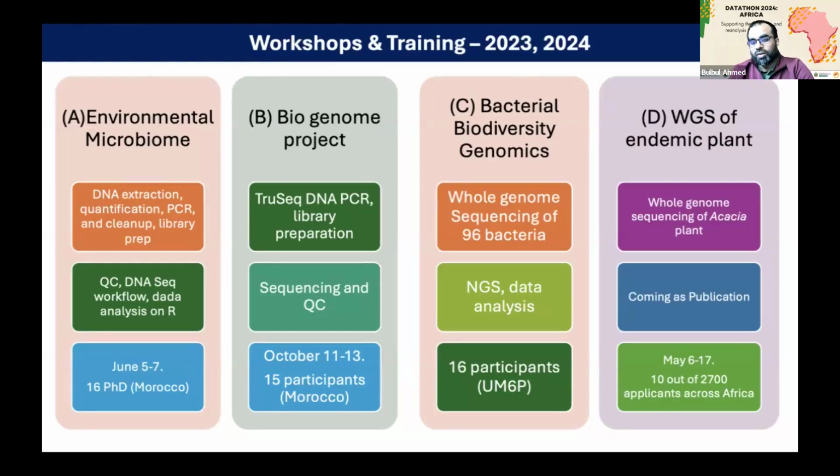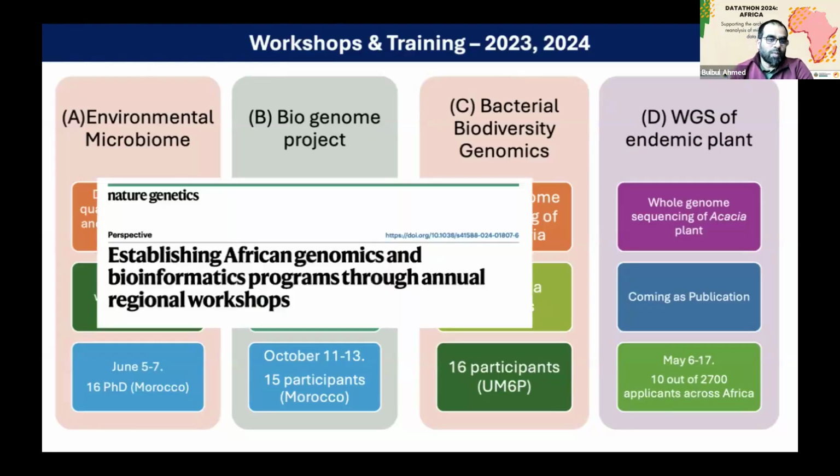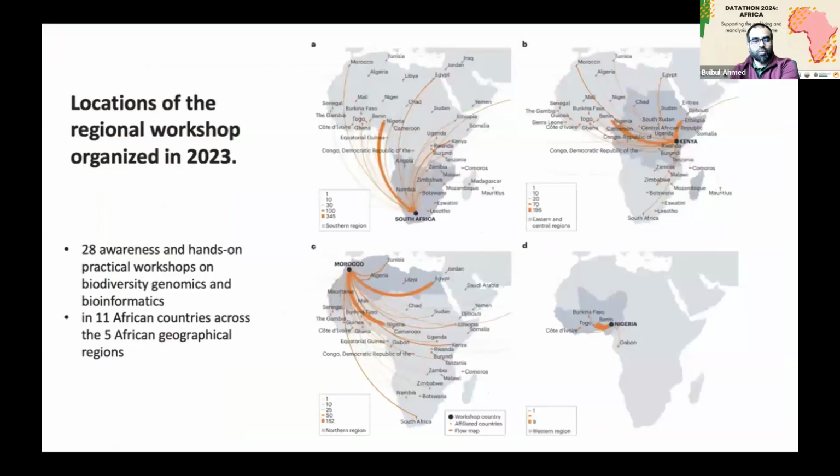And as I said, we always did publication-based training. One of the key examples is from our first and second workshop. Some of you might already know these perspective articles published in Nature Genetics, and AGC is a part of that. So it was how we established this African Genomics and Bioinformatics program through different regional workshops.